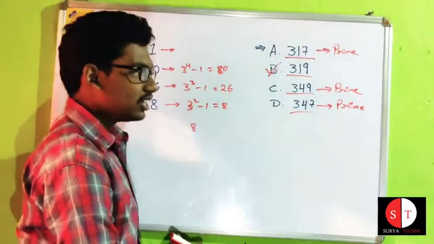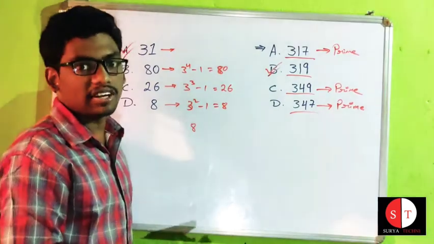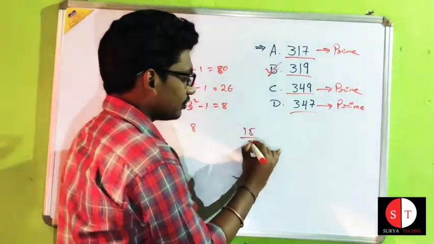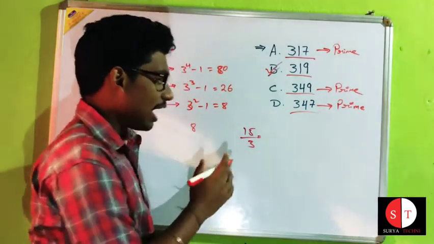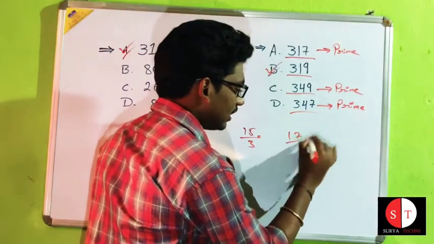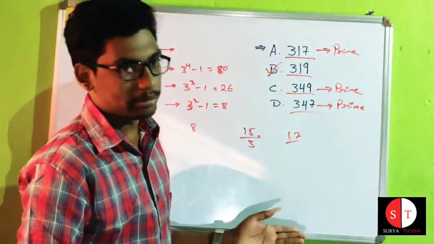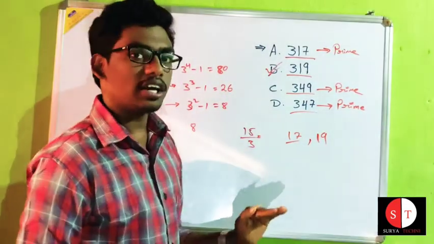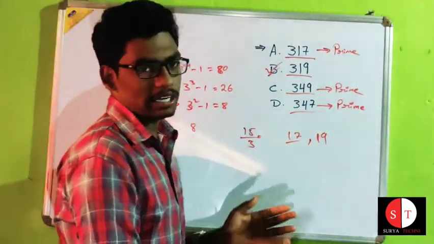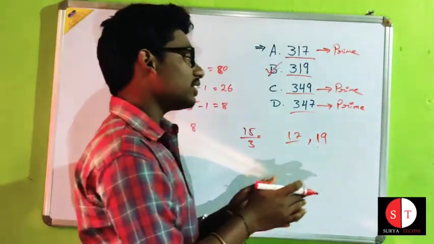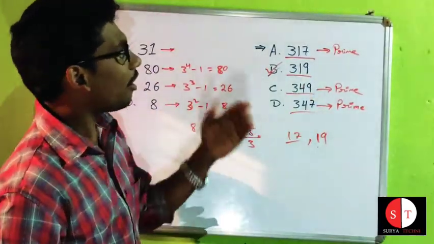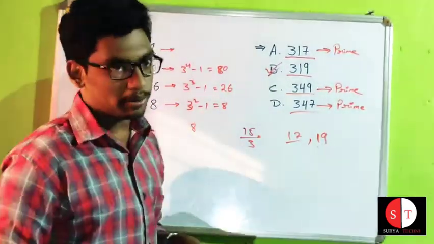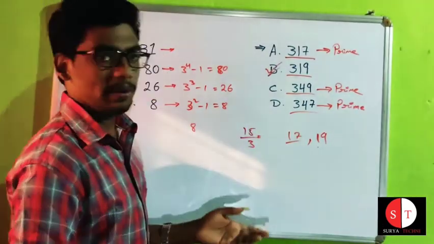A prime number is one that is not divisible by any number. So we take 15. 15 is divisible by 3, so we do not take it. 17 is not divisible by any number. Take 19. This number is also not divisible by any number. So 17 and 19 are prime numbers. Also 317, 349, 347 are prime numbers, but 319 is not a prime number. So 319 is divisible. Okay.